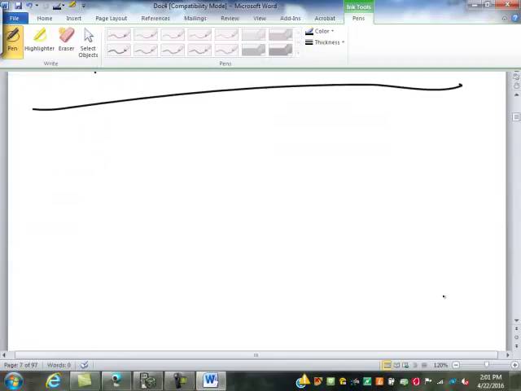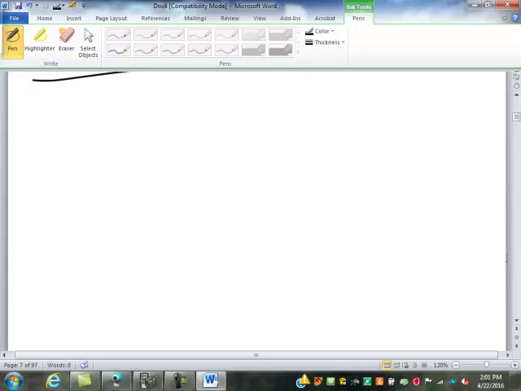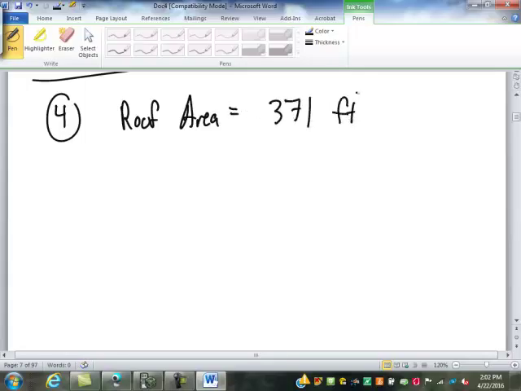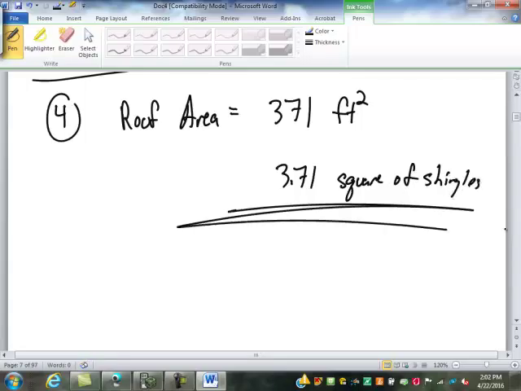Then finally, the fun one, number 4, everybody's favorite. The roof area is 371 square feet, or 3.71 squares of shingles. Remember, a square is always 100 square feet, so divide by 100.